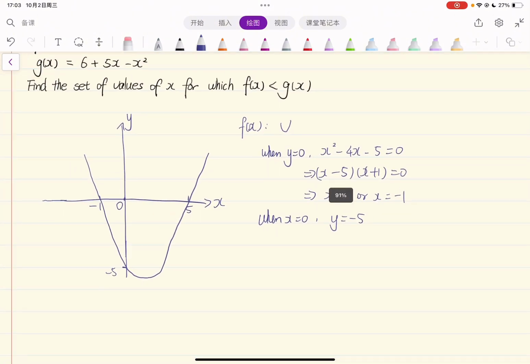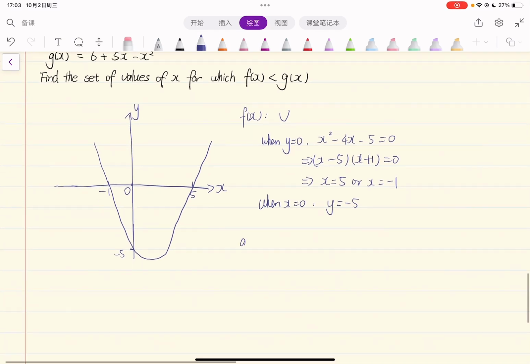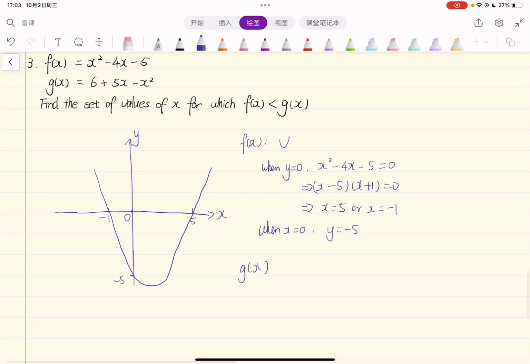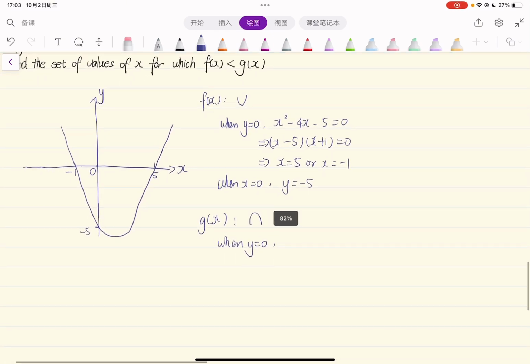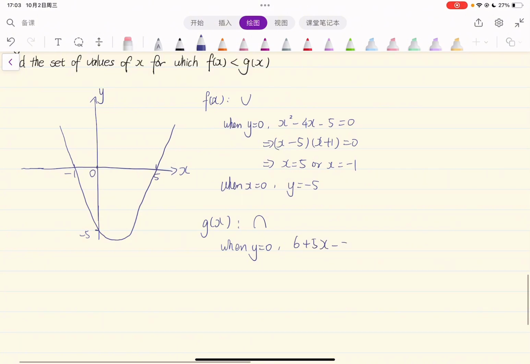And then we need to sketch g(x). For g(x), a equals minus 1, so the coefficient of x squared is less than 0, so it's a sad face. And in a similar way, when y equals 0, we have 6 plus 5x minus x squared equals 0. This implies that minus (x minus 6) times (x plus 1) equals 0. So we have x equals minus 1 or x equals 6.